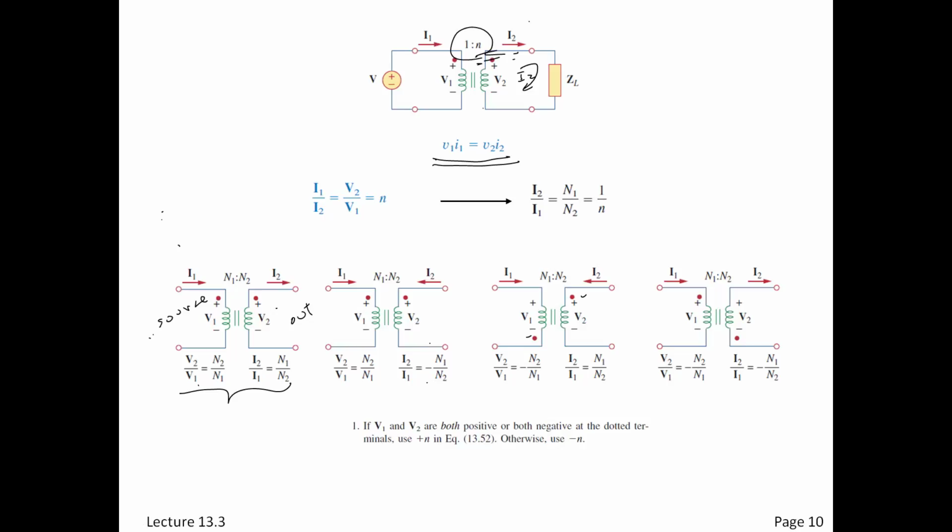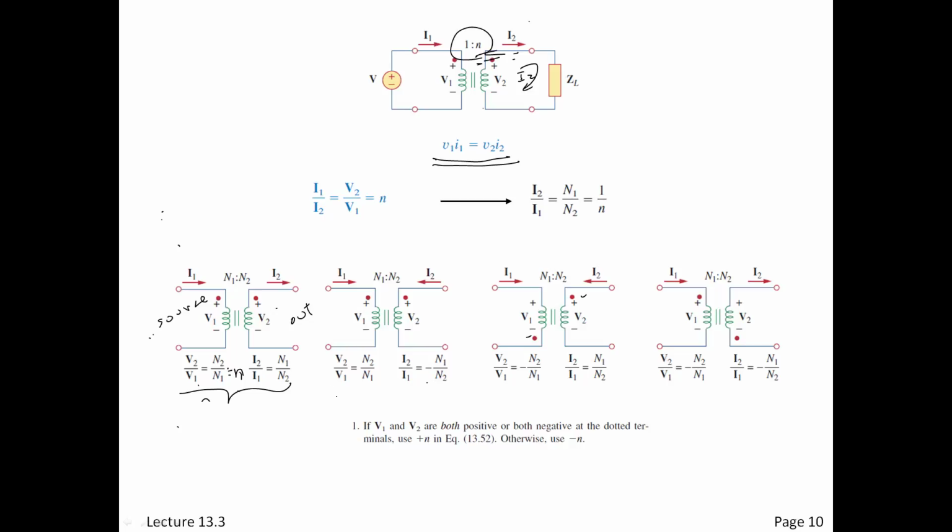Okay? So in summary, you can just follow the rules stated in the book. If V1 and V2 are both positive or both negative at the dotted terminals, use positive N. Otherwise, use minus N, right? And what are they saying? Positive N is just this thing here, right here.